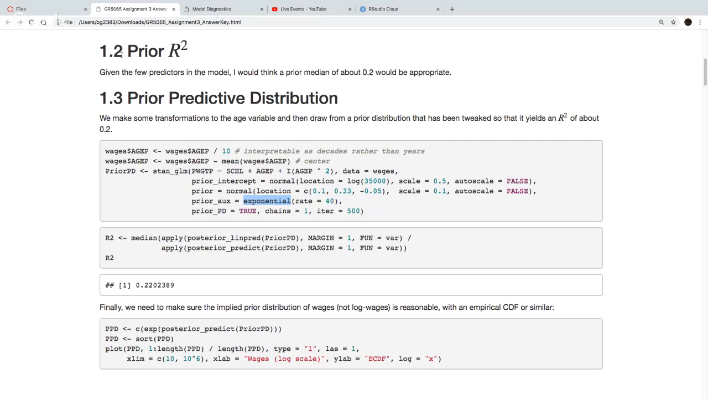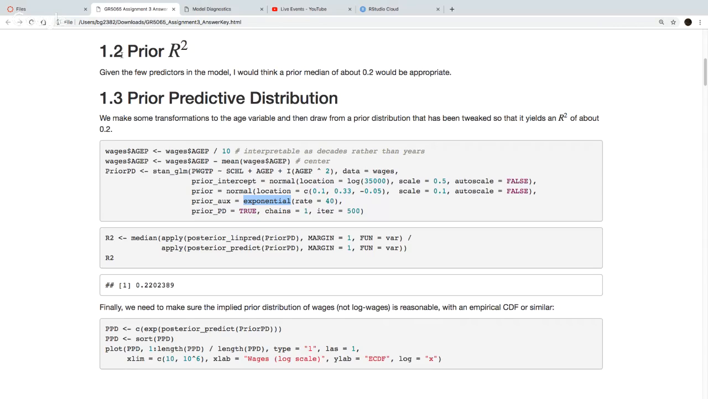Other questions? Mark? The prior is the distribution for the coefficients. And so if you put normal, are we saying all the coefficients are distributed normally? Yes. So they can have different means and they can have different scales.